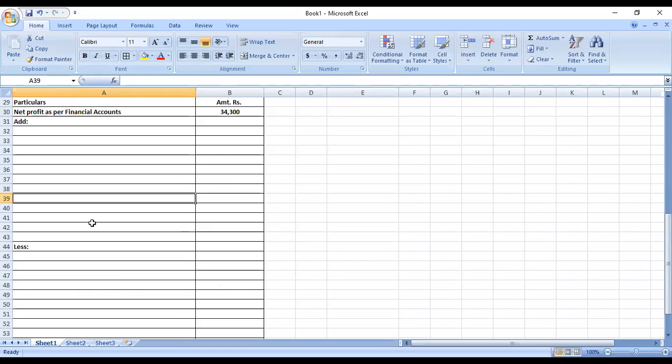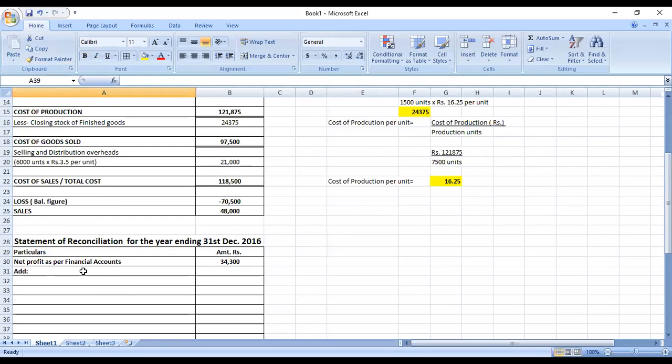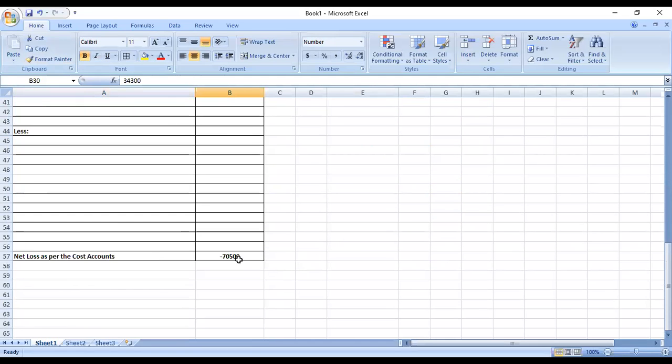Think logically: my net profit in financial accounting is 34,300, but my costing profit is showing a loss of 70,500. Why is there a difference? How did such a difference come? So you have to logically think, and you have to arrive at this figure.